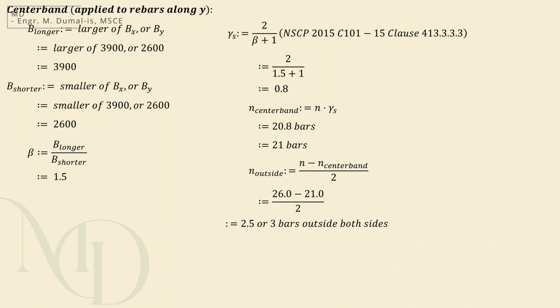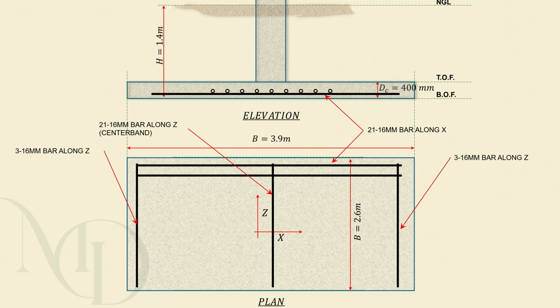Next, since the footing is rectangular, we must compute the rebar allocation for the center band of the slab. The leading calculation produces 21 rebars at the center band and 3 bars on each side beyond the center band, which makes the total rebar requirement for the z-axis to be 27 rebars. We are basically done with the computation, and the only thing left to do is to produce the illustration of the results of our computation.